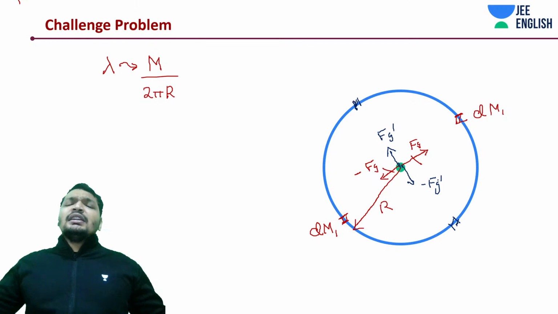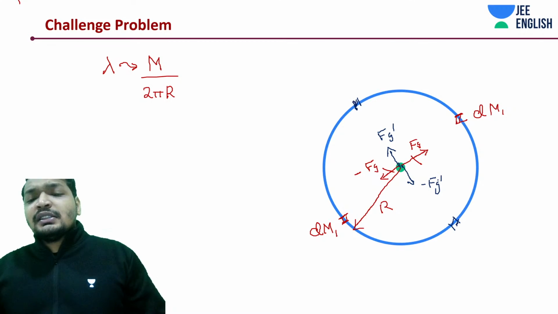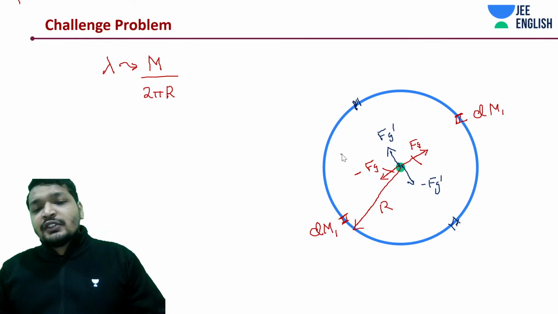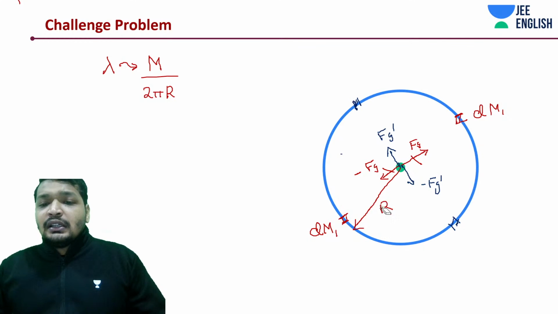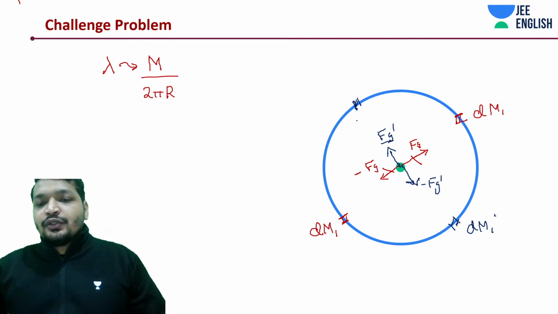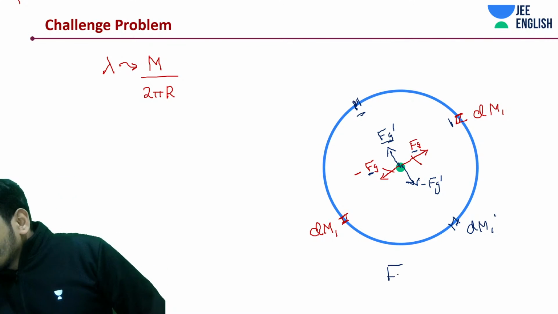So if you have seen all around this ring, there are many such elements, each of which has a symmetrically opposite element that cancels out the force. If I write this as a repulsive force, this is an attractive force due to this element, and similarly this force is due to this element. So it will always remain in equilibrium, with the net gravitational force equal to 0.